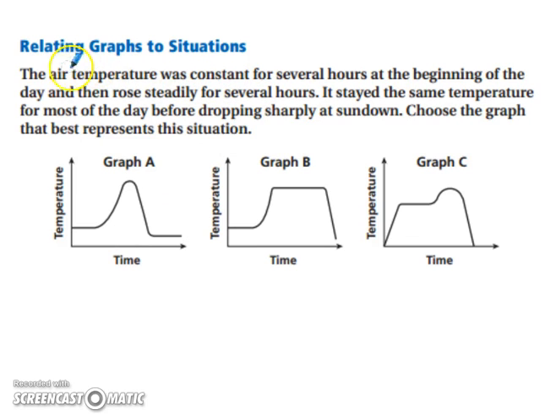Our first piece here, the air temperature was consistent for several hours at the beginning of the day. Then it rose steadily. It stayed the same temperature for most of the day before dropping sharply at sundown. So we need to find a graph that starts out consistent. All right, starts off consistent. We know that it cannot be graph C.